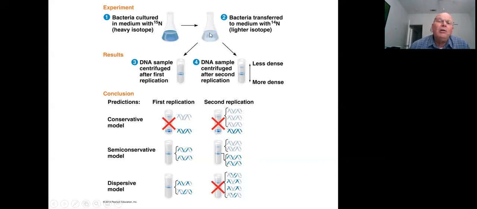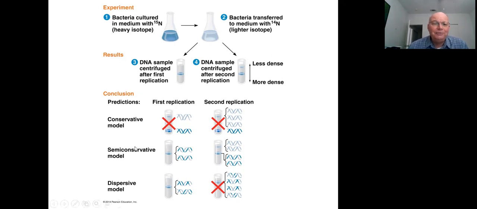So they allowed the E. coli to grow and divide a second time in the nitrogen-14 solution, and then extracted DNA out of those E. coli and put them into the second set of test tubes. Put them into the centrifuges and spun them up. And again, you can find the Meselson and Stahl paper on the internet as a PDF document. It was published in 1956, so just 3 years after Watson and Crick published their paper describing the double helix model. And Meselson and Stahl's results clearly indicate that it really is semi-conservative.